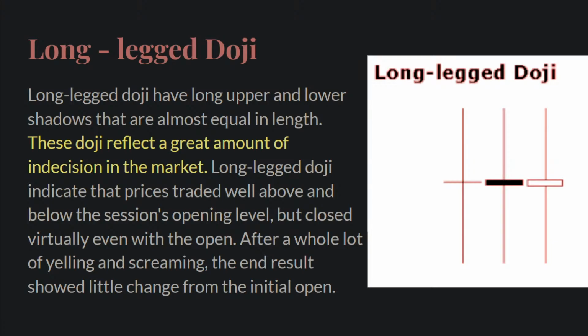Depending on the situation. So long-legged doji indicate that prices traded well above and below the session's opening level, but close virtually even with the open. After a whole lot of yelling and screaming, the end result showed little change from the initial open. Indecision, in other words.